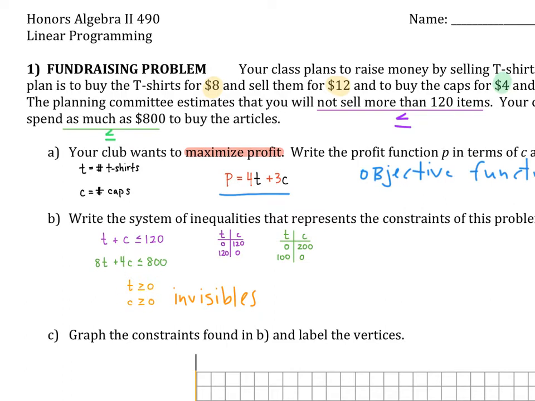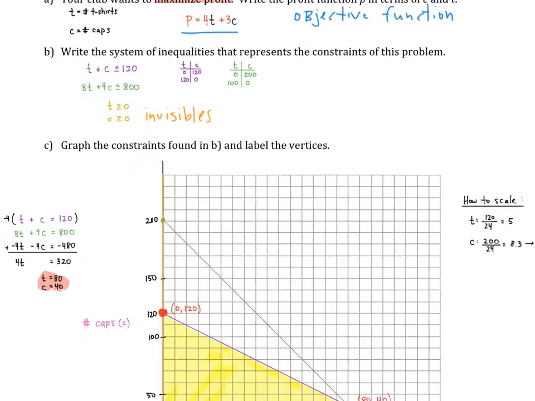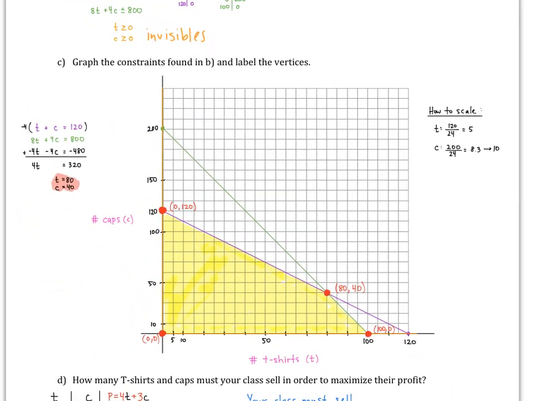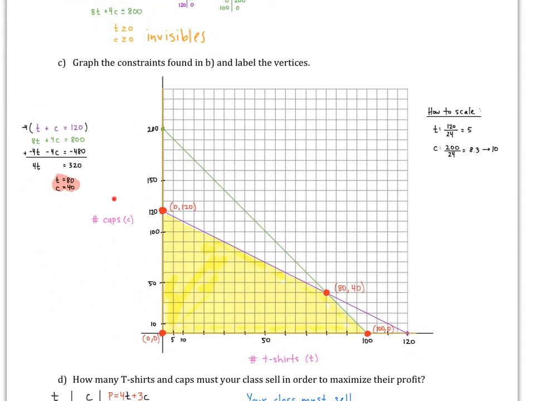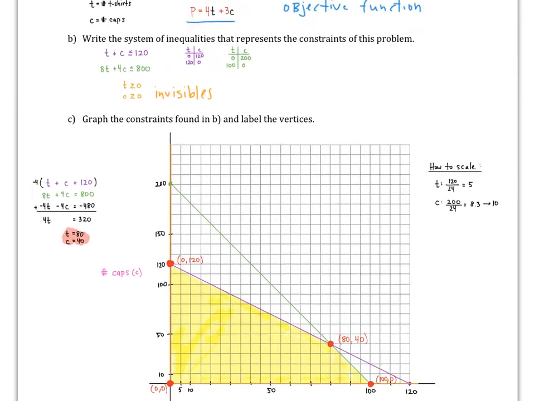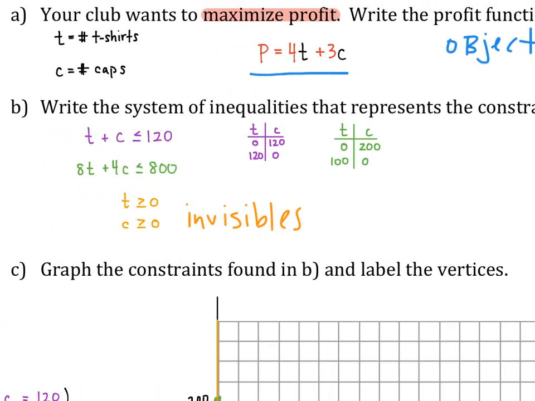Now what we're going to do is graph these constraints, because these constraints help us to find a maximum or minimum profit. In this case, we want to maximize it. So now we're getting ready to graph. The first thing we have to do is label our axes. I let t-shirts be the x-axis and caps be the y-axis. Now, before we go to graphing, I need to talk about what ordered pairs we're going to be graphing for each of these.